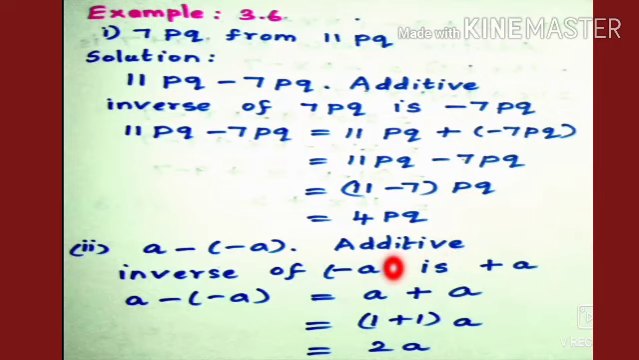So here when we add two terms, algebraic terms, we have to add the coefficients alone. So 1 plus 1a, the coefficient of the first term is 1, and the coefficient of the second term is 1. So 1 plus 1 is 2. So here a is a variable.